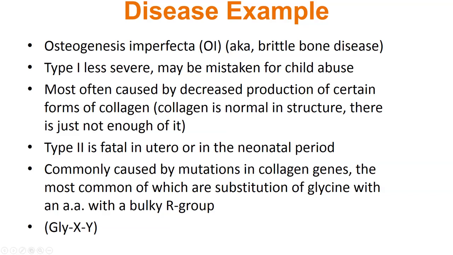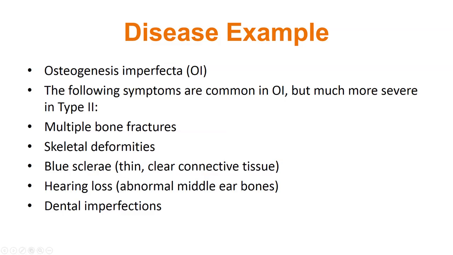What happens in type 1 collagen? We're talking about type 1 osteogenesis imperfecta. What happens in type 1 is usually you have a mutation that affects, for example, a promoter region in the gene which encodes one of the chains of this type 1 collagen. So you make normal collagen, it's just you don't make enough of it. Because you don't make enough of it, you get the symptoms of osteogenesis imperfecta, the brittle bones. And those symptoms are multiple bone fractures. These symptoms are pretty much common to most all types of osteogenesis imperfecta.